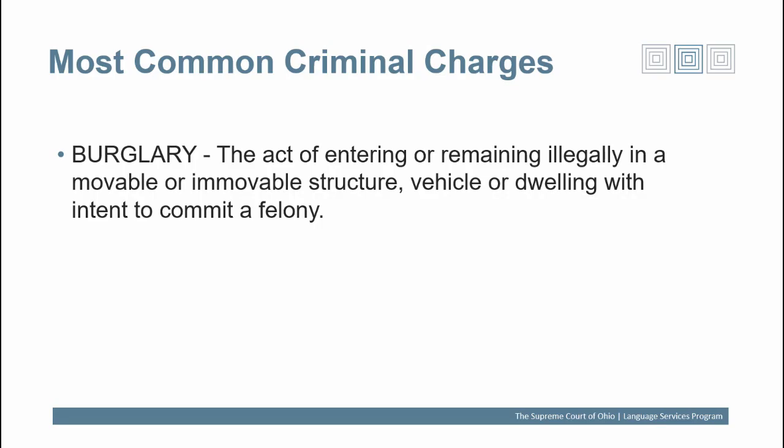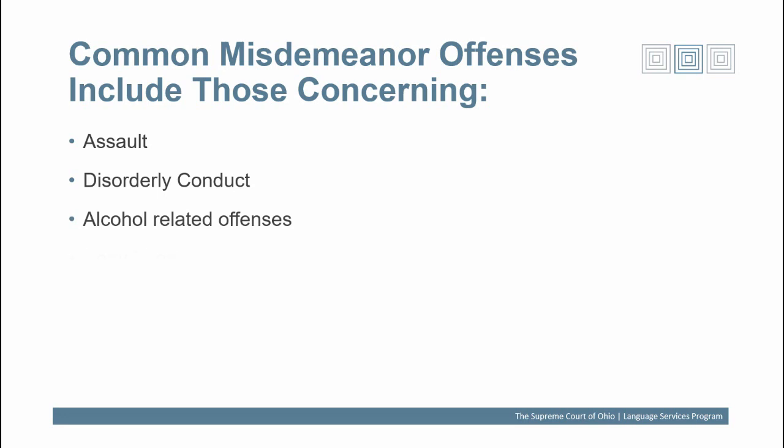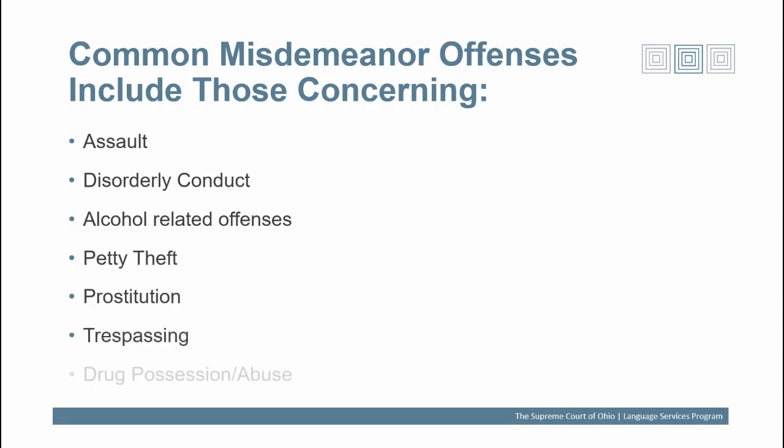As you can see, each term can be a lesson in itself. Since our lesson time is limited, here is a listing of common misdemeanor offenses: assault, disorderly conduct, alcohol-related offenses, petty theft, prostitution, trespassing, drug possession, or drug abuse. If you are wondering why assault is showing up again, please remember there are different kinds of assault as well as varying degrees of offenses.